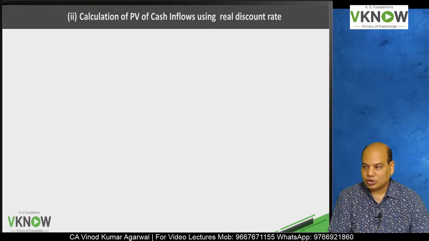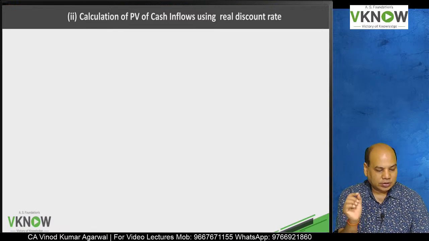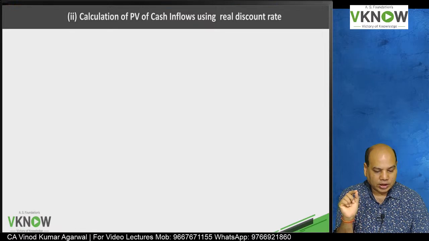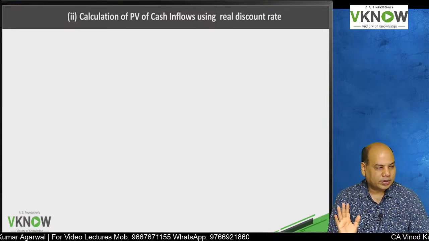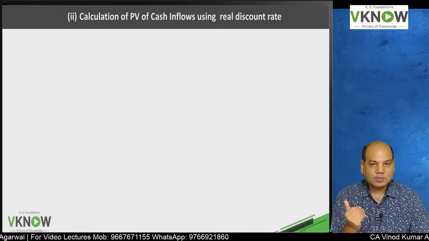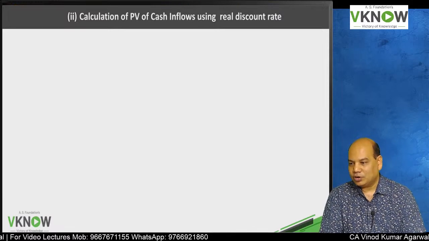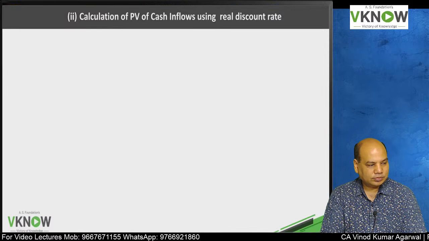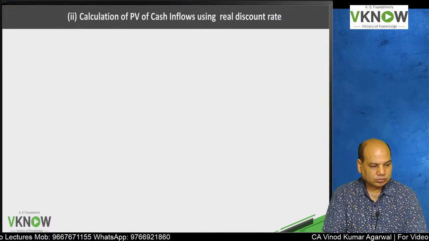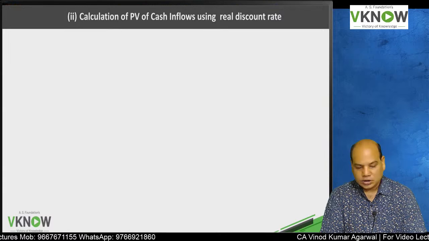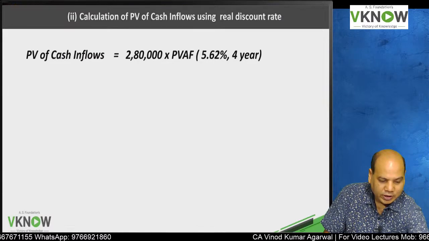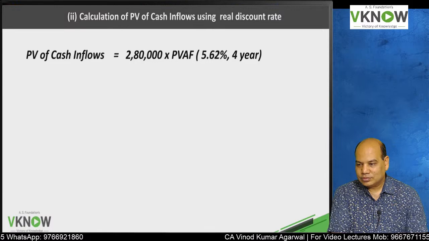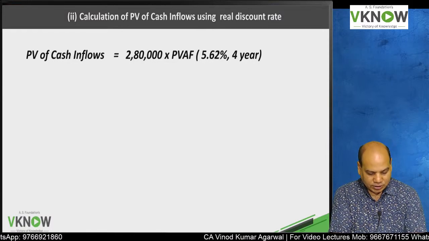So this is your chance to reply. What will be PV of cash inflow using real discount rate? Real cash flow is 2,80,000 per year. Real discount rate is 5.62%. Time is 4 years. Please reply, what is the PV of cash inflow? I am waiting for your answer. You are waiting for me and I am waiting for you. Please reply.